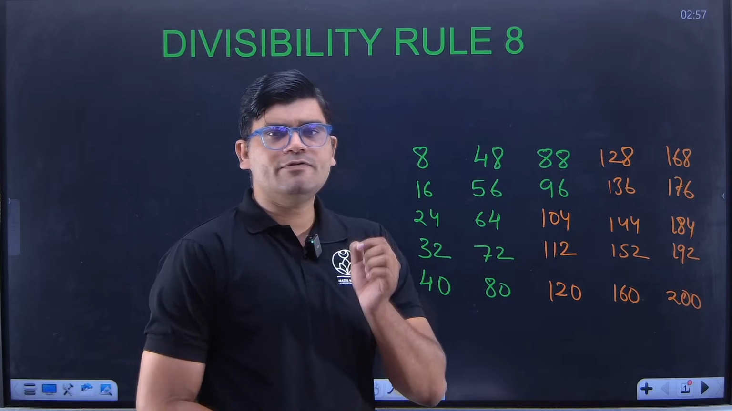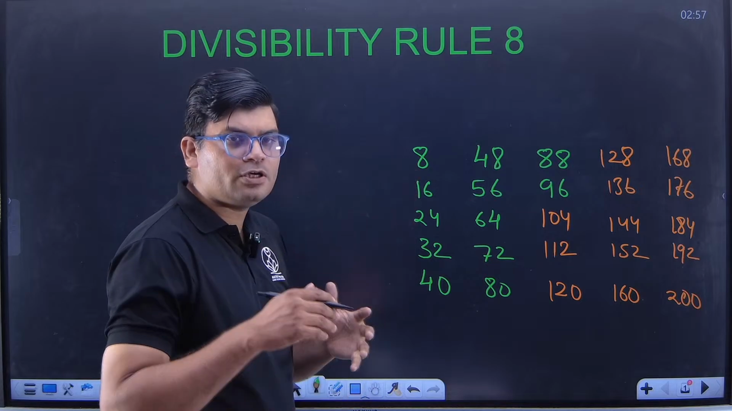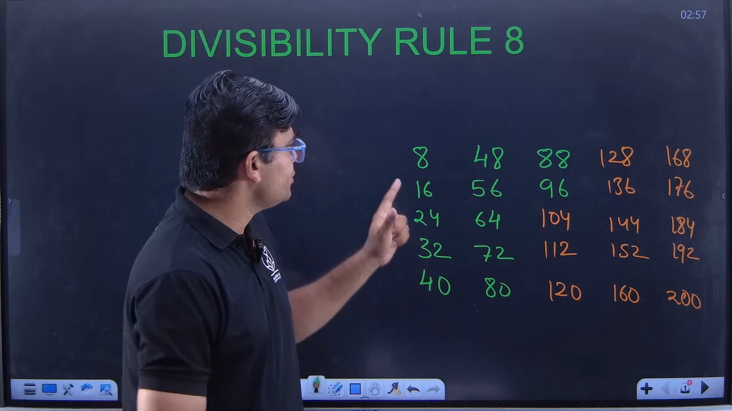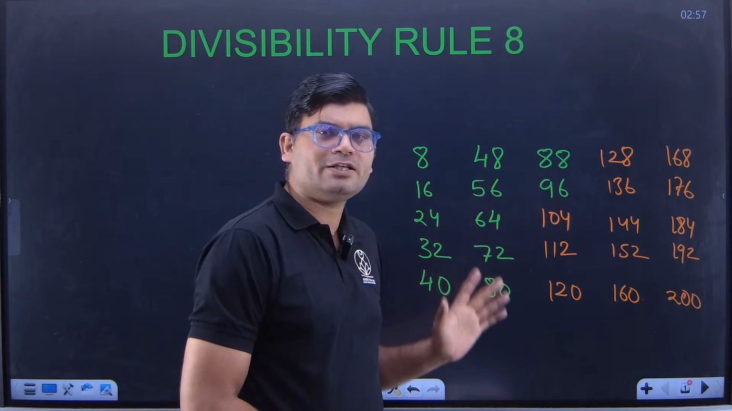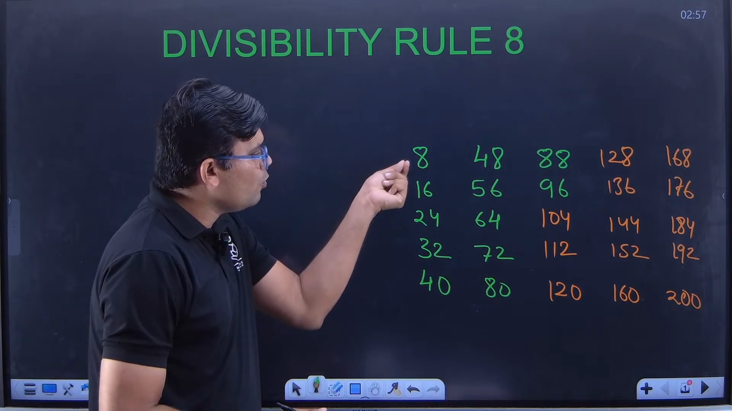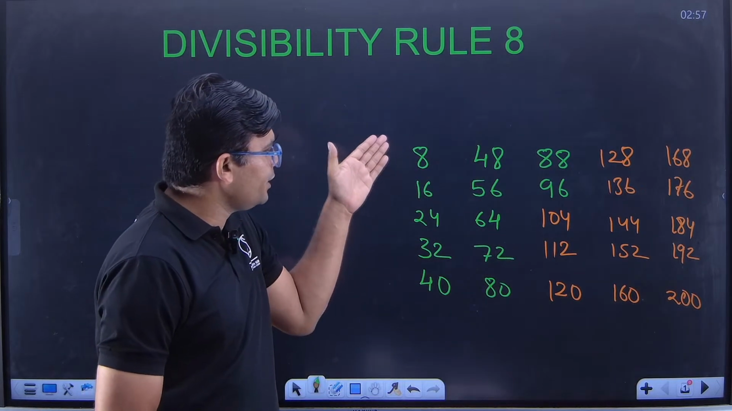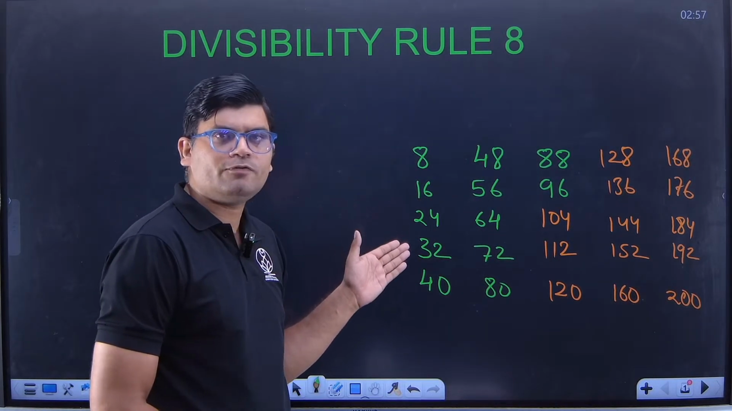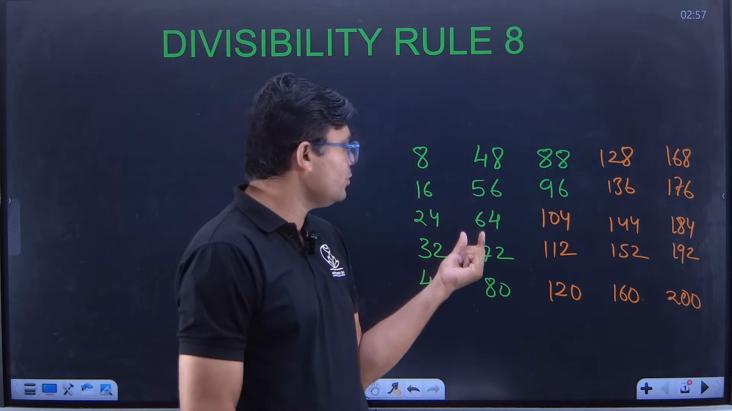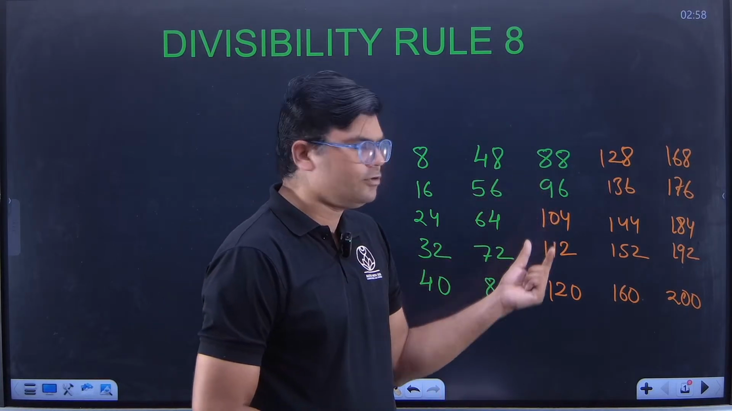Now to learn the divisibility rule of 8, the prerequisite is to learn the multiplication table of 8 up to 12, that is 12 into 8 is 96. So I have written the table of 8 in front of you. 8 into 1 is 8, 8 into 2 is 16, 8 into 3 is 24, 8 into 4 is 32, 8 into 5 is 40, 48, 8 into 7 is 56, 8 into 8 is 64, 8 into 9 is 72, 8 into 10 is 80, 8 into 11 is 88, 8 into 12 is 96, 8 into 13 is 104.